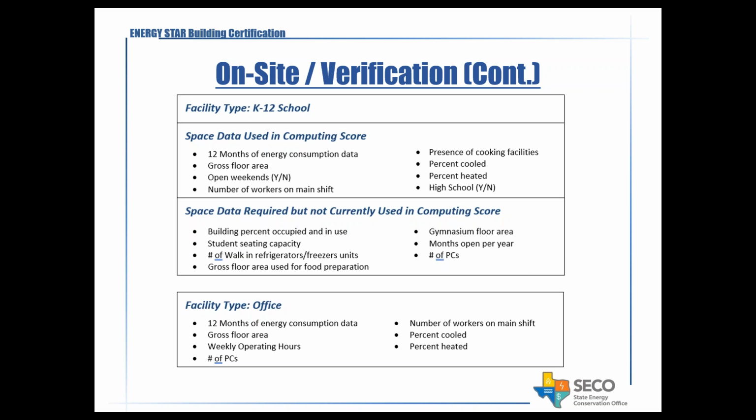So the facility type, if it's an office, has almost similar kind of information: 12 months of energy consumption, gross floor area, weekly operating hours, number of PCs, number of workers on the main shift. And if you have more than one shift, then you have to identify that. There could be facilities like police stations and such that have more shifts. So that needs to be identified. And the percent cooled and heated, normally you will have 90 to 100% of the building percent cooled or heated, but it could vary in certain cases. So they want all that identified.